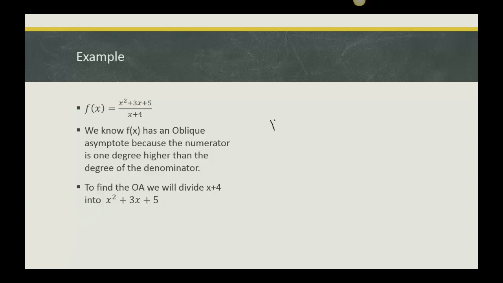So I'm going to have x plus 4 and we're going to divide into the x squared plus 3x plus 5. Okay. So don't overthink it. You really want to start with how many times does x go into x squared? So you know x goes into x squared x times. So I'm just going to put the x up here. It doesn't really matter where, just put it up there. Then I need to say x times x is x squared.